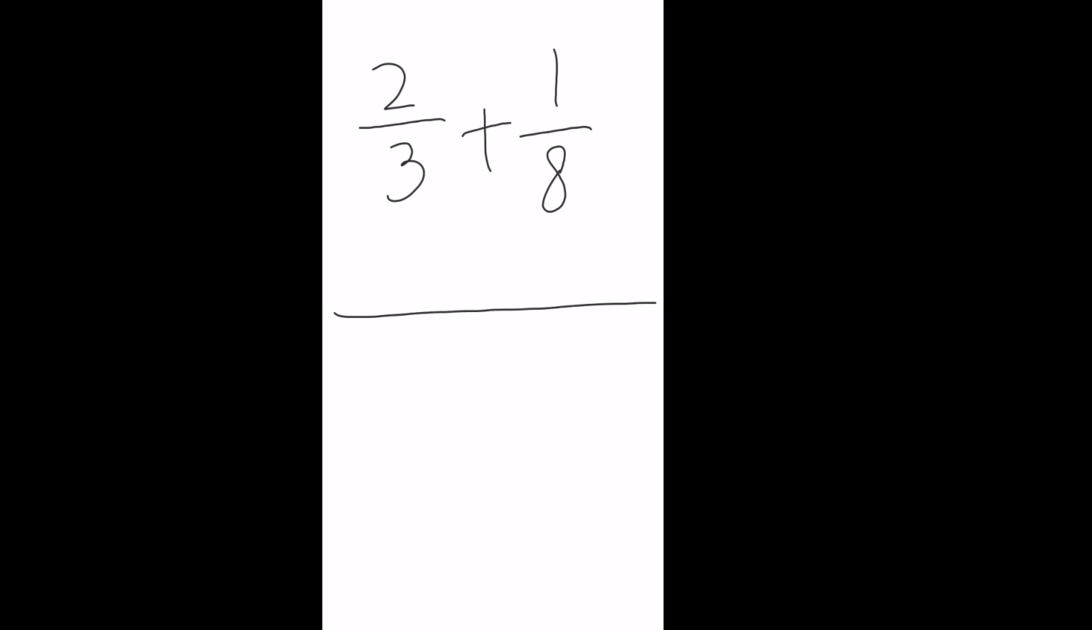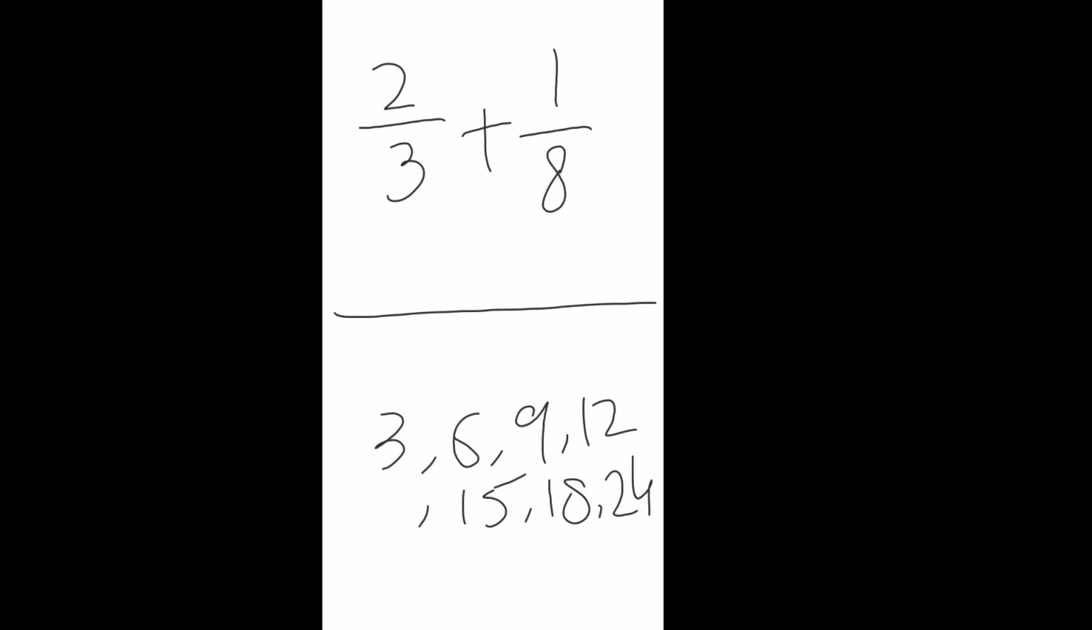Now I'm going to write the multiples of 3: 3, 6, 9, 12, 15, and then 18. Now the multiples of 8: 8 ones are 8, 8 twos are 16, 8 threes are 24. So 24 is a number which is the least common multiple. We found it by making the multiples of 3 and 8. Did you understand this step?